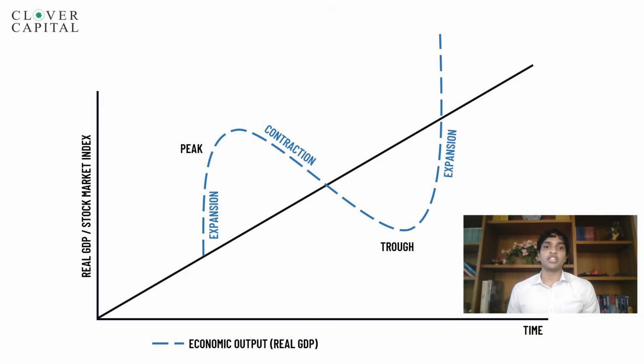During a contraction, the economy slows down, all the economic metrics start to dwindle until we reach a stage where things stabilize at the bottom, which we call the trough. This marks the end of the bust cycle and the beginning of the next expansionary phase and boom cycle. So this is broadly a basic understanding for you of what a business cycle is. Now let's focus and try to understand what a market cycle is.